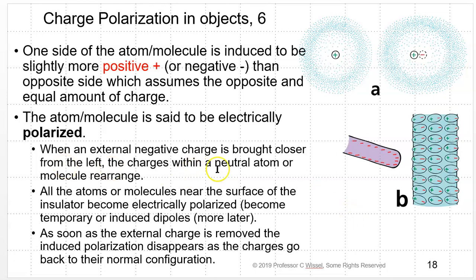So what happens is when a negative external charge is brought closer from the left, the charges within the neutral atom or molecule will rearrange themselves slightly. It doesn't take much. Now, all the atoms or molecules near the surface of the insulator become electrically polarized. They become temporary or induced dipoles, and we'll explain later what that is. As soon as the external charge is removed, the induced polarization disappears as the charges go back to the normal configuration. But while the charge is near, there's an attractive force between the charged object and the other object. That's due to the fact that closeness wins here, because it's an inverse square law.